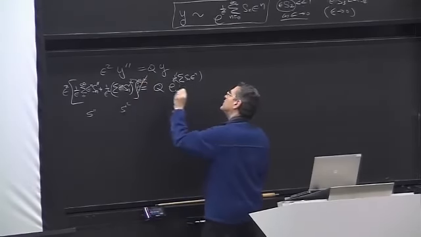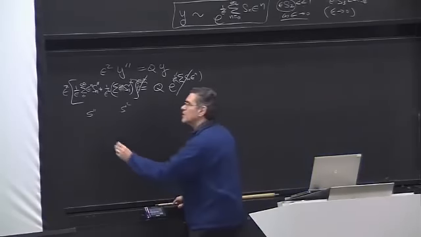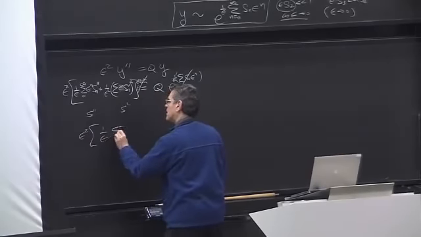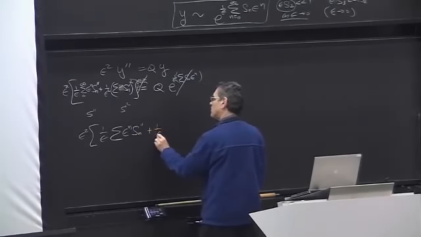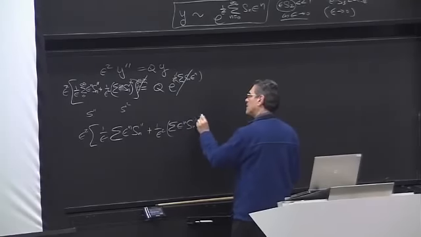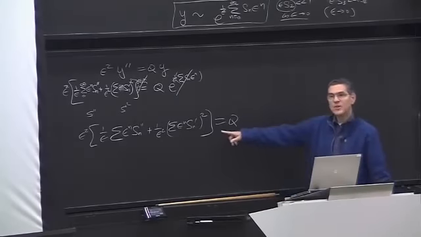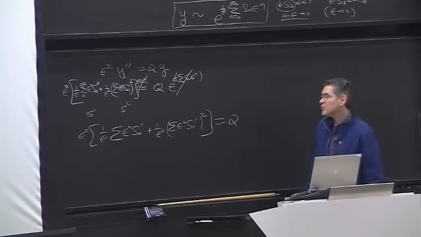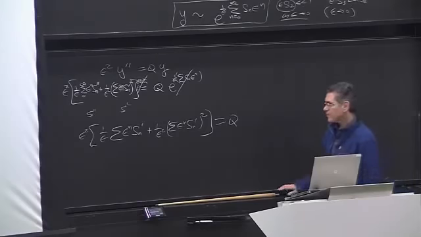And we can divide this out of both sides of the equation. And we conclude that epsilon squared times 1 over epsilon sum of epsilon to the n s sub n double prime, plus 1 over epsilon squared sum of epsilon to the n s sub n prime, squared, is equal to q. Is this possible? I mean, can we now have a dominant balance? Yes, we can. We now get a dominant balance.